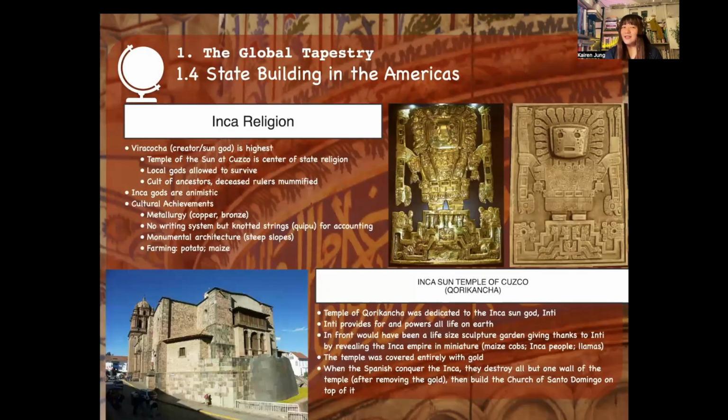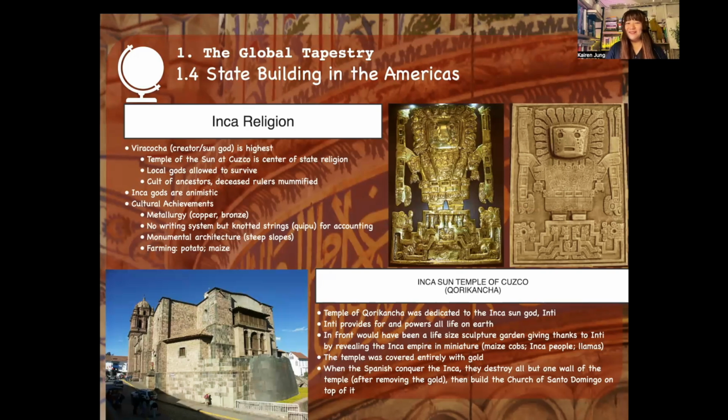Next, we look at the Inca religion. Viracocha, the creator, the sun god, is the highest, and the temple of the sun at Cusco, pictured here, was the center of state religion. Viracocha, by the way, is the effigy that we see to the right. Local gods were allowed to survive whenever the Inca conquests resulted in a new tributary being conquered. There was a cult of ancestors, and deceased rulers tended to be mummified.